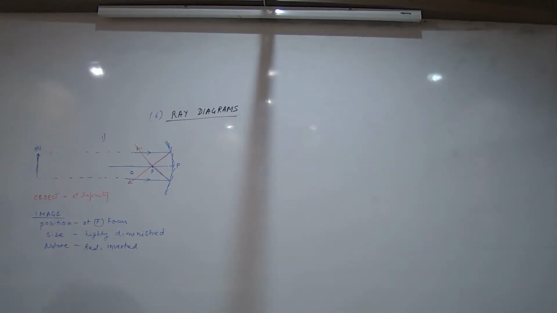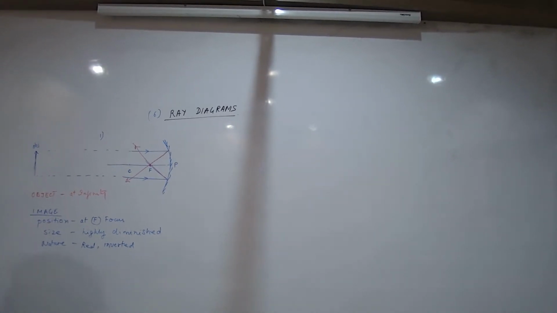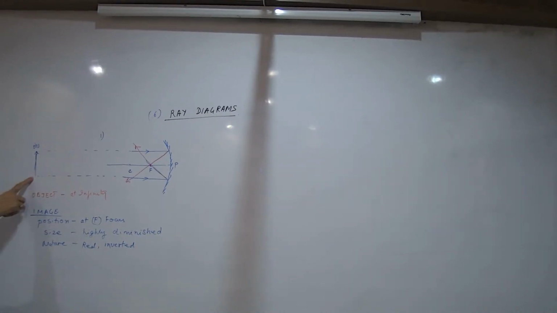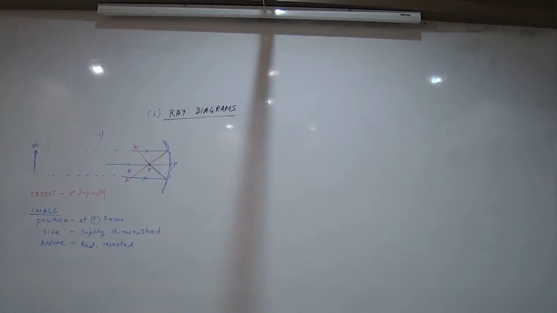If you look at page number 138, you find this table here. This table will basically tell you the position of the object. Look at the first one. Where is the position of the object? Infinity. It's very far away. Next, what is it telling us? Size, position, nature. This is what we have written.